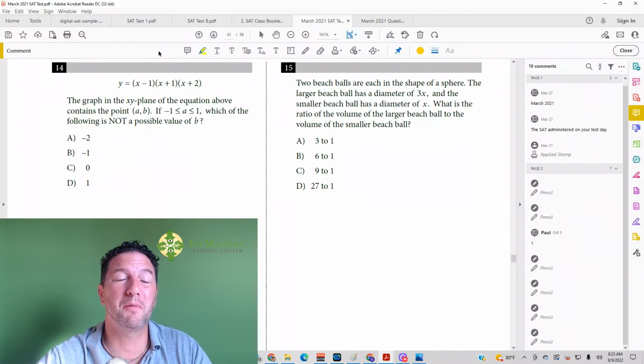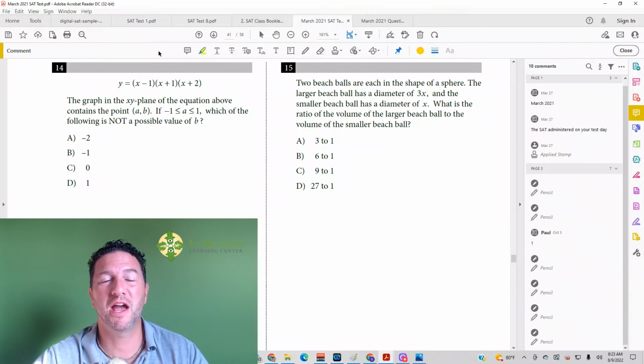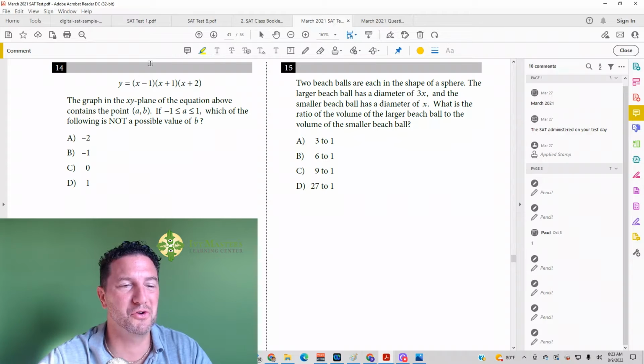And today we're going to look at the March 2021 SAT. This is section 3, number 14. Shout out to Ahelia for this good question.